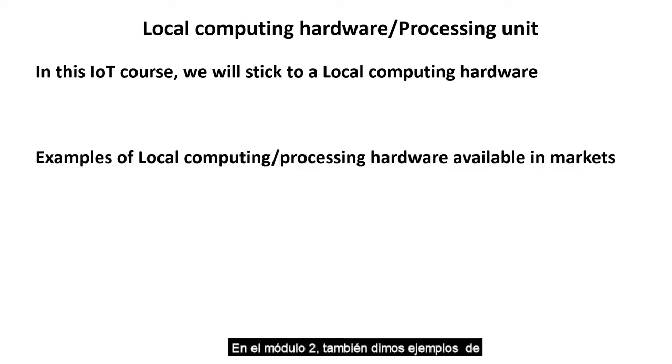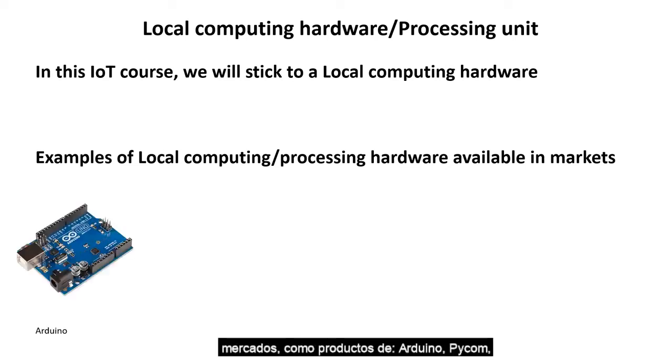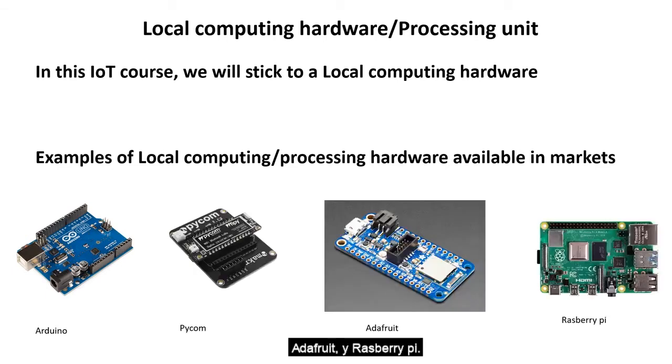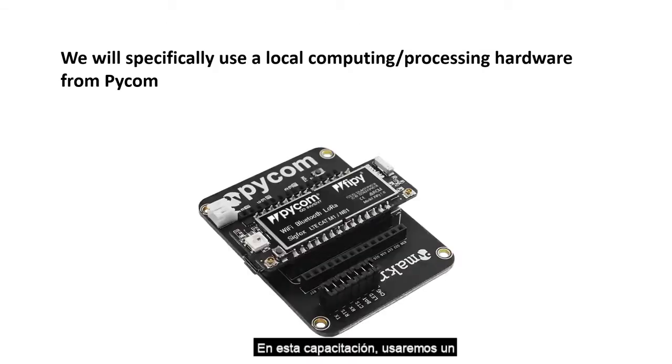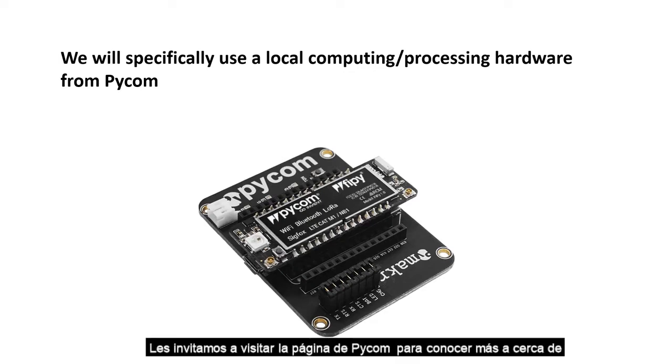In Module 2, we also gave examples of local processing units currently available in stores or markets, such as products from Arduino, Pycom, Adafruit, and Raspberry Pi. In this training, we will be using a microcontroller or processing unit from Pycom, which you will get to start using later in this module. We invite you to visit the Pycom website to know more about what products and learning materials they have for building your own IoT project.